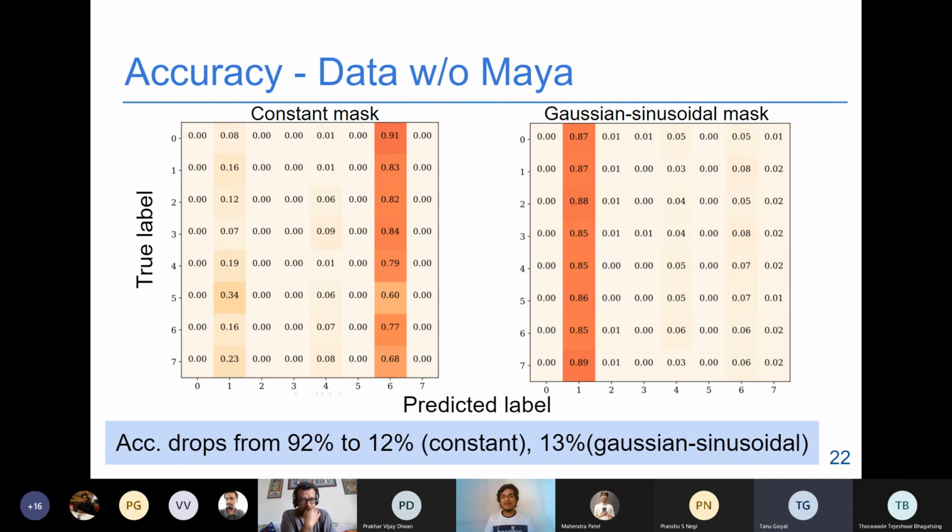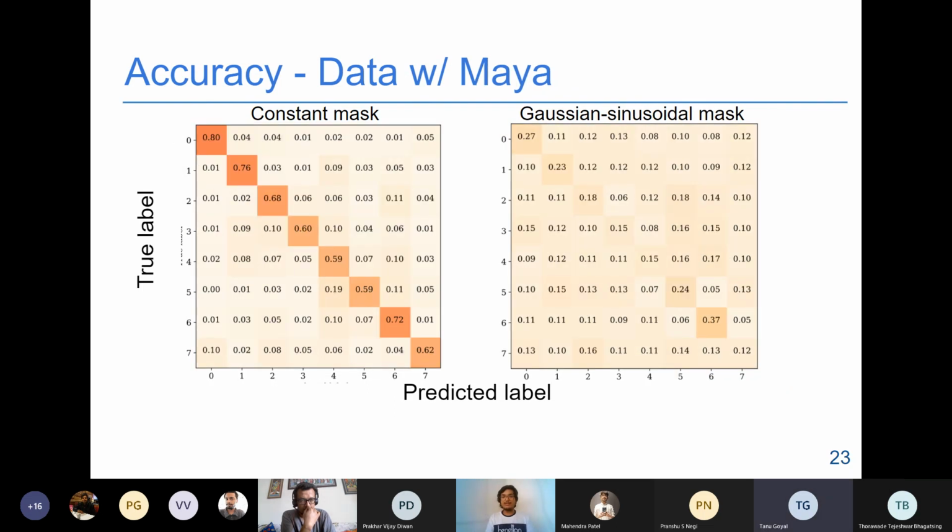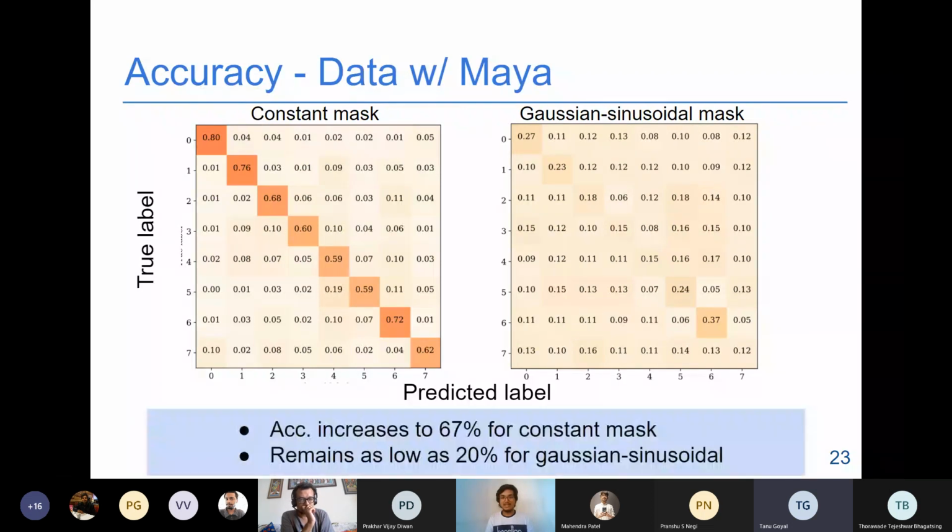Now you might wonder whether the constant mask is doing well, but let's come to the other scenario, which is the adaptive attack. In this scenario, we can see that the accuracy increases to 67% for the constant mask, but it remains as low as 20% for the Gaussian sinusoidal mask. This means that the second mask is able to hide and is effective even in the adaptive scenario, but the constant mask is not effective in the adaptive scenario.